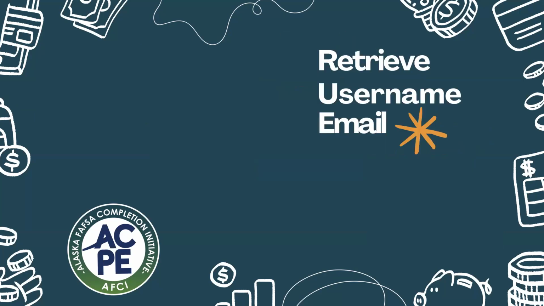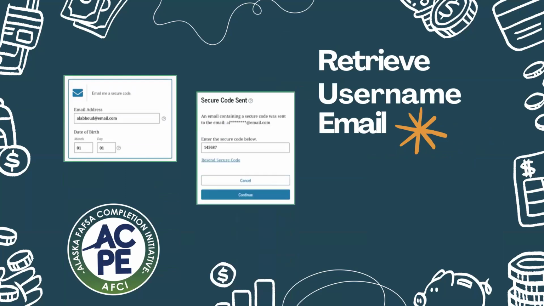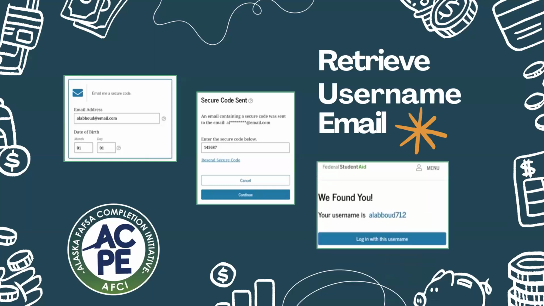Next, you can utilize your account's verified email address to recover your username. First, you will need to enter your verified email address and date of birth. After receiving the secure code via email, enter it in the space provided and click Continue. Your username will then be displayed and you can continue to log into your StudentAid.gov account.